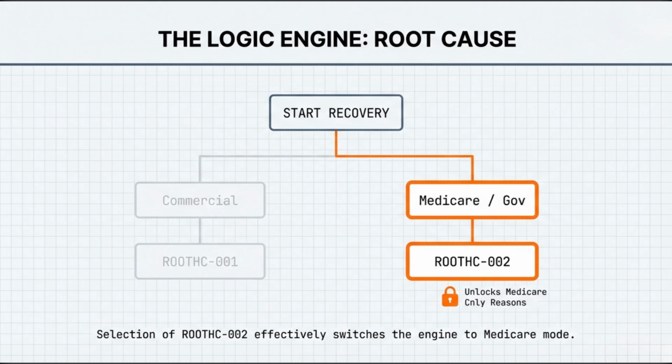And what's the critical step within that Medicare path? It's the selection of Root HC002. See that little padlock icon right there? It's not just for show. Selecting Root HC002 isn't just picking a code. It's literally the key that unlocks Medicare-only reasons. Think about it. This single choice, Root HC002, effectively switches our entire logic engine into Medicare mode. It tells the system, hey, we're playing by Medicare rules now. How cool is that? It means we're gearing up to apply all those intricate MSP primacy rules we're going to master. This is where the specialized COB analysis truly begins.